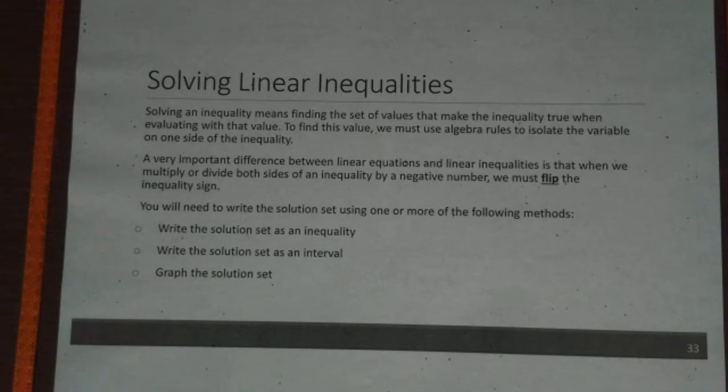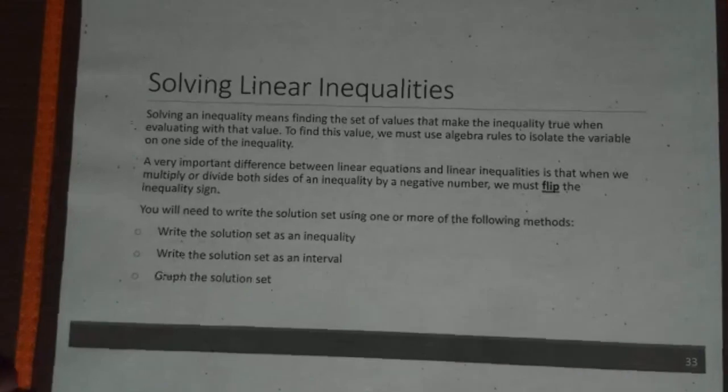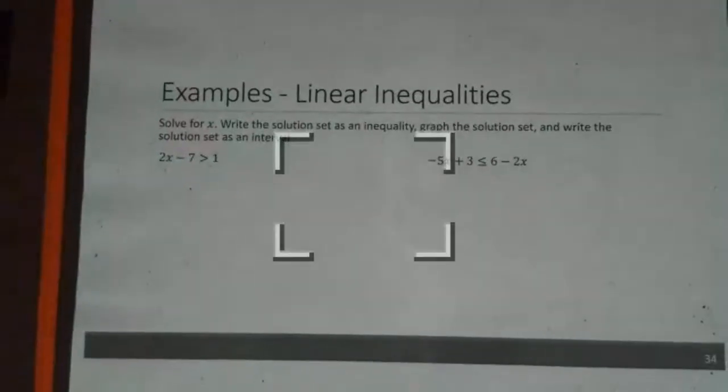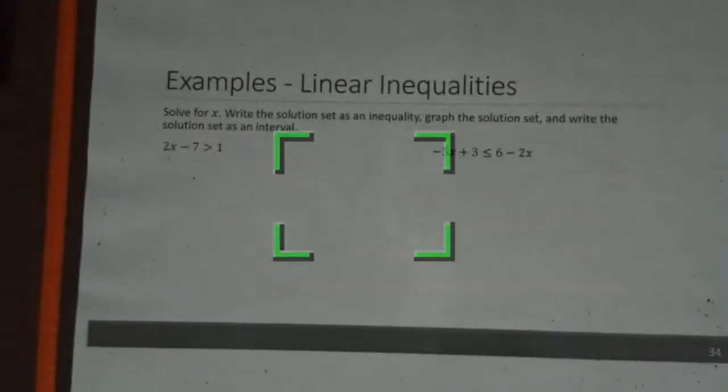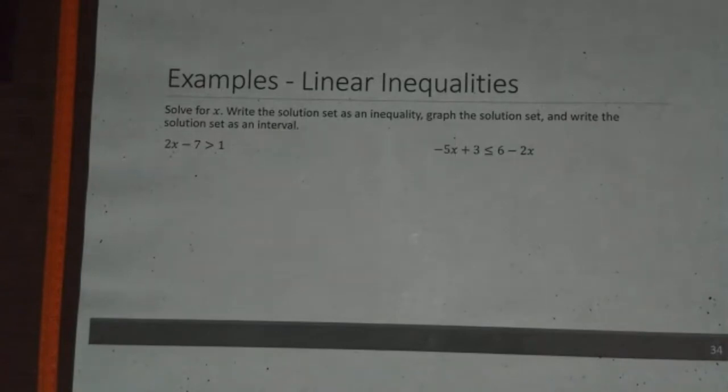You will need to write the solution set using one or more of the following methods: as an inequality, as an interval, or as a graph. So we're going to practice all of these. Solve for x, write the solution set as an inequality, graph the solution set, and write the solution set as an interval. So first up, we have 2x minus 7 is greater than 1.